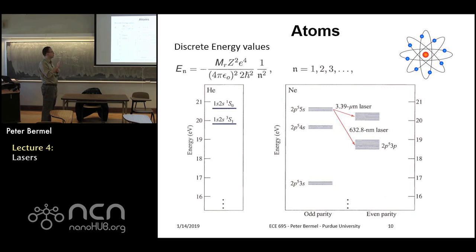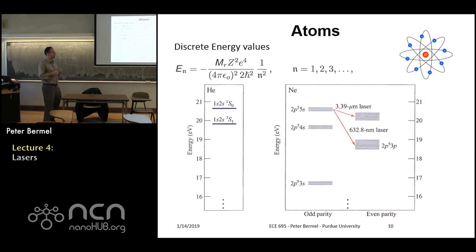Forbidden doesn't mean that it's absolutely impossible, but it does mean that it's strongly suppressed. In particular, you're very unlikely to go, say, in neon from here to here or here to here. The reason is that they both have odd parity, so you can't just emit a single photon to get that transition. You need a multi-body interaction for that to happen.